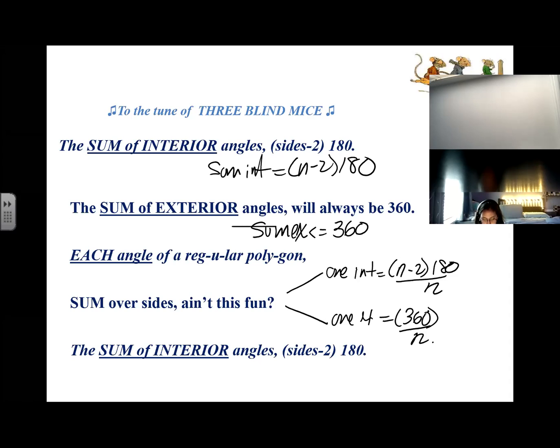Ready? The sum of interior angles, sides minus 2 times 180. The sum of exterior angles will always be 360. Each angle of a regular polygon, sum over sides, ain't this fun? The sum of interior angles, sides minus 2 times 180.